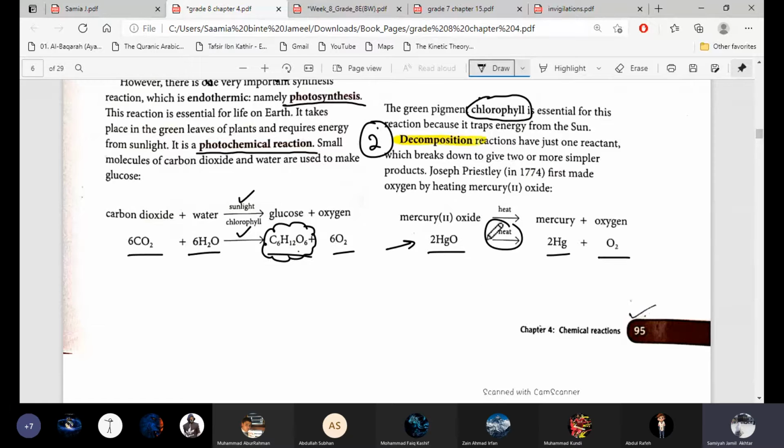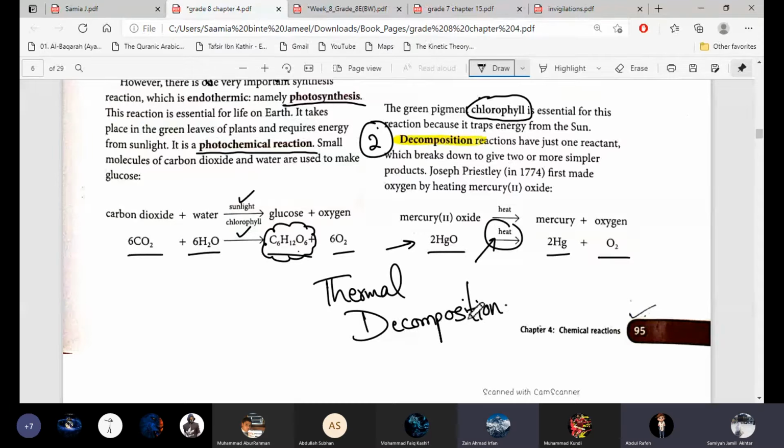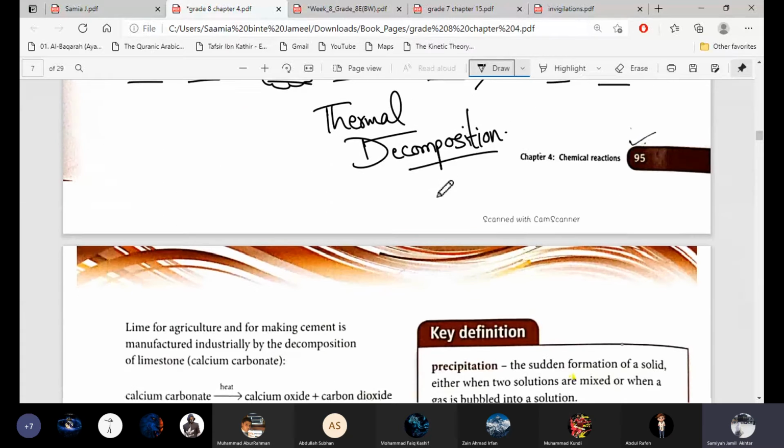Decomposition which happens under the influence of heat, what is it called? Thermal decomposition. The breakdown of substances which happens because of heat is known as thermal decomposition. So thermal decomposition is an example of decomposition. There's thermal decomposition and there is also photo decomposition, which happens because of light energy. This is one example.